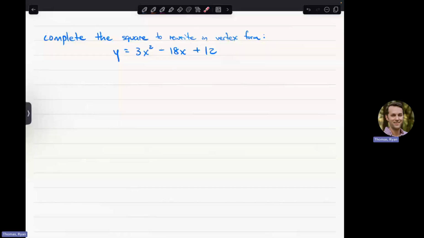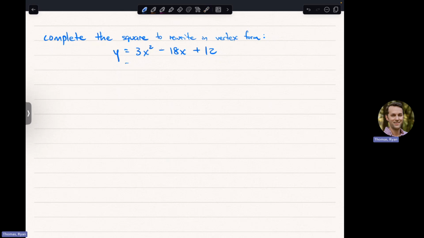Okay, we are going to complete the square to rewrite a quadratic in vertex form. So this is a quadratic function, y equals something involving x squared, but you can use this technique to rewrite any kind of quadratic-like square expression like this.